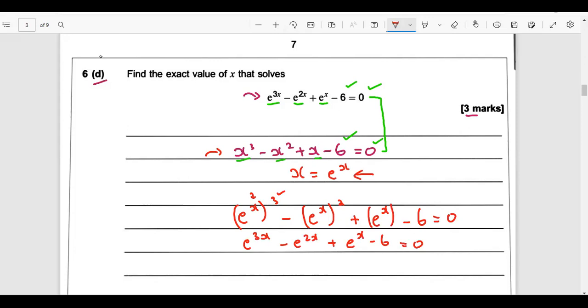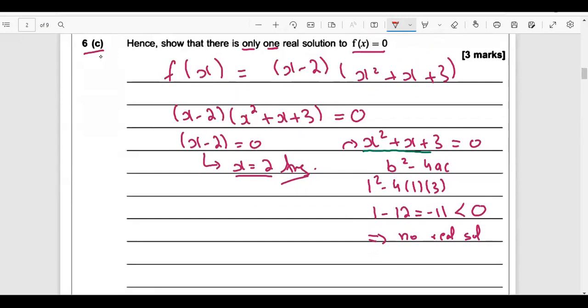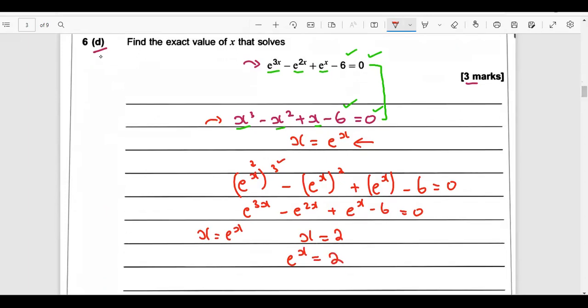All right, perfect. So we were able to find the solutions for x in the previous part. When we were showing that it has one solution only, we were actually finding solutions for x, and it was x equals 2. So the fact that x is equal to e to the power x, and for the previous part x turned out to be 2, this means we can use them. I can write it down this way, that e to the x equals 2. And now I need to solve this.